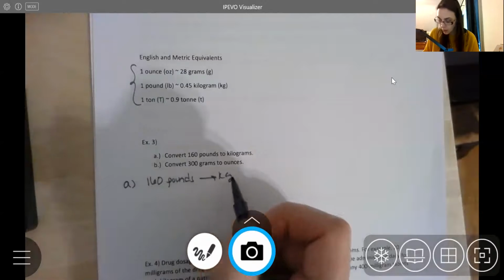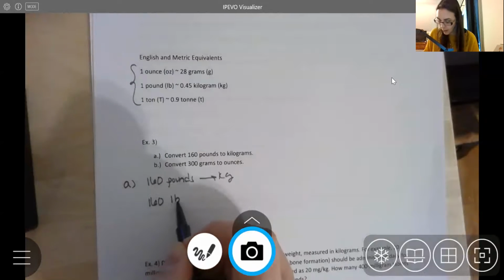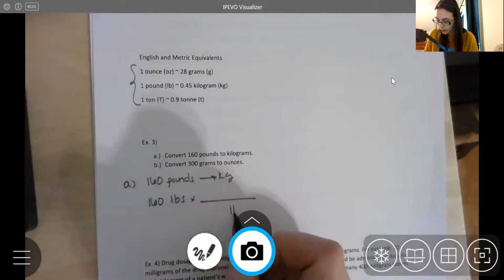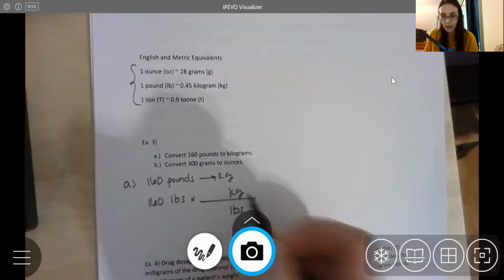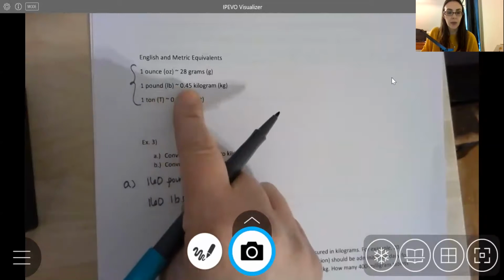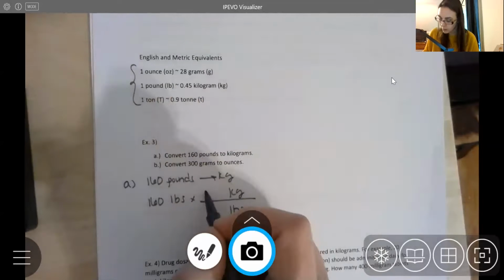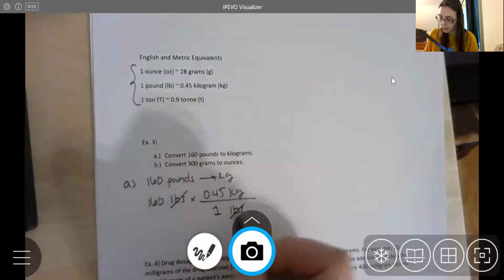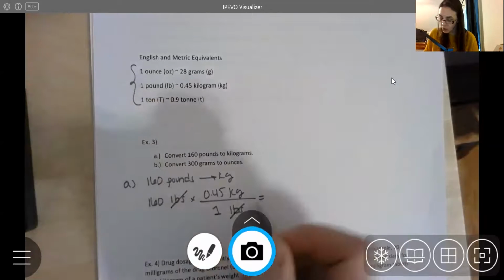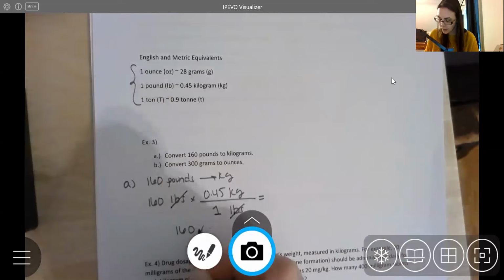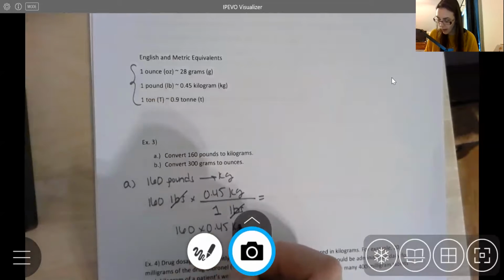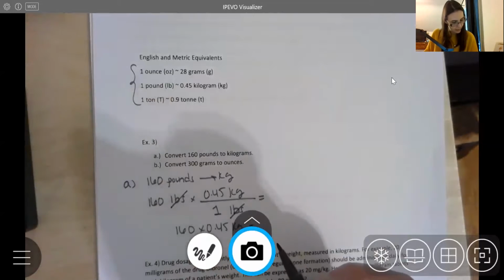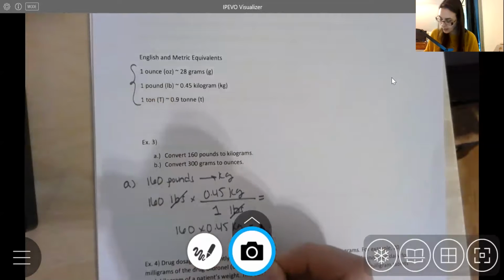to kilograms. So I have 160 pounds. Again, I want to get rid of pounds and I want to go to kilograms. So I see that 1 pound is about 0.45 kilograms. So 0.45 kilograms for 1 pound. My units will cancel. Dividing by 1 isn't going to change anything here. So I have 160 times 0.45. And if I multiply that out, I'm going to get 72 kilograms.